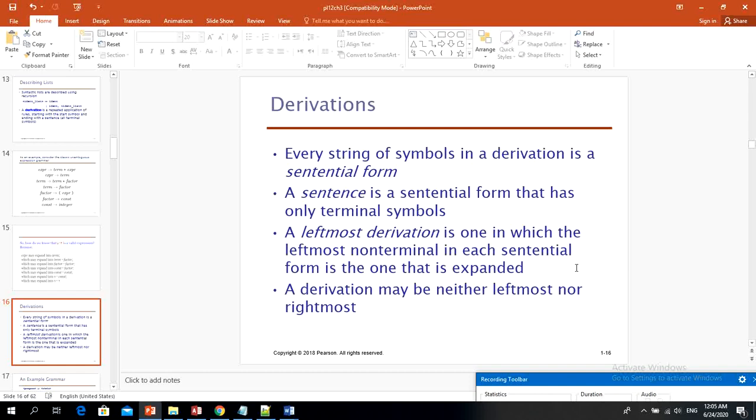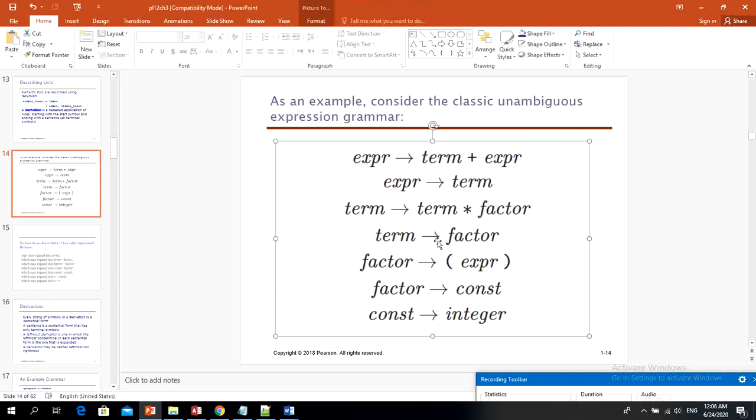So derivations. In derivations, every string of symbols is a syntactical form. That means it is part of the syntax itself. So a sentence is a sentential form that has only terminal symbols. Terminal symbol means the symbol that we use in the expression. So a leftmost derivation is the one in which the leftmost non-terminal in each sentential form is the one that is expanded. That means here the one on the left is the one that expanded to the one on the right.